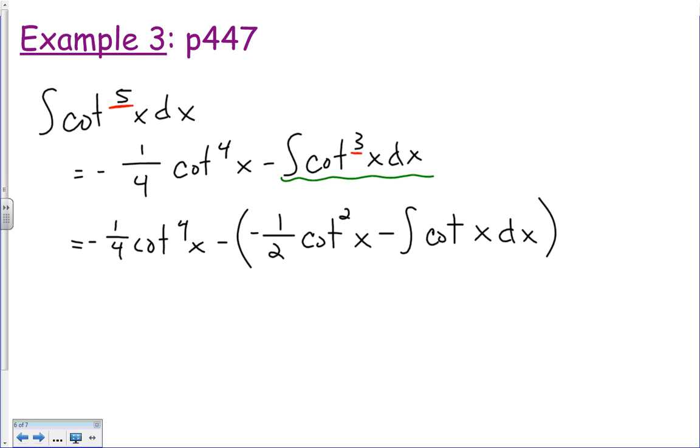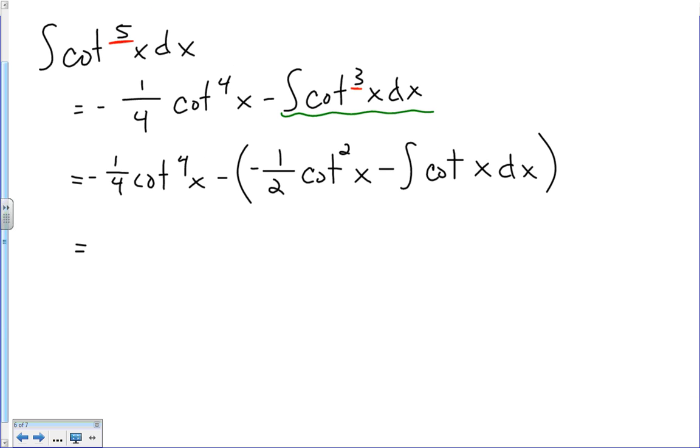Again, you'll keep going with this process until you either get down to a power of 1, like we have here, or you have a power of 0. And in that case, you just have the integral of a constant. Here we've got to deal with the integral of cotangent still, but that's what we went through at the very beginning. We talked about the integrals of your 6 trig functions just to help us remember what they are. So you have a negative 1/4 cotangent to the fourth of x, and then it's going to distribute this minus sign through here, so it's a plus 1/2 cotangent squared of x.